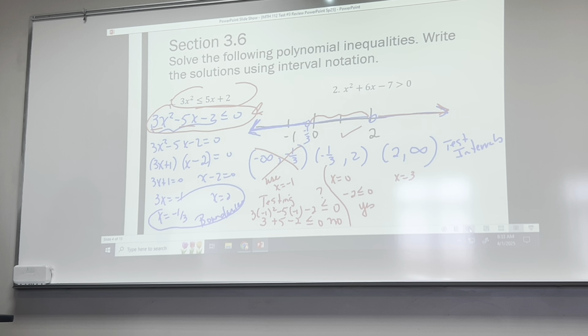And if I put a number in above 2, like 3, is 3 times 3 squared minus 5 times 3 minus 2 less than or equal to 0? 3 squared is 9 times 3 is 27. 27 minus 15 is 12. 12 minus 2 is 10, right? Is 10 less than or equal to 0? No. That's not true, so these numbers don't work.